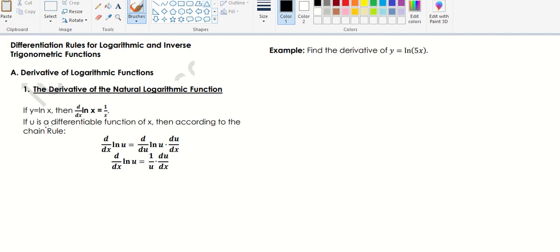But if u is a differentiable function of x, then according to the chain rule, the derivative of ln u is equal to 1 over u du. Okay? So let's have an example.